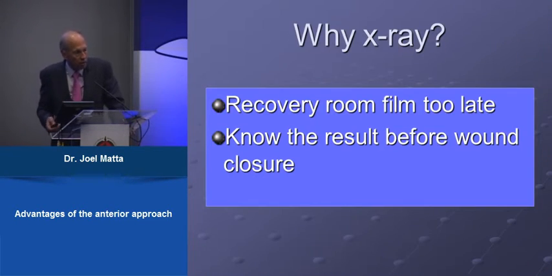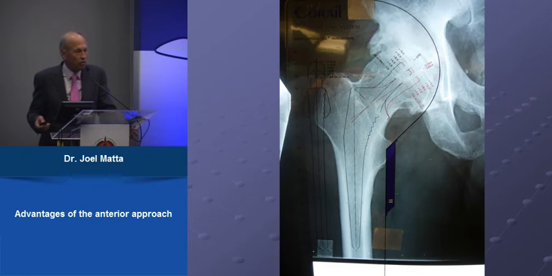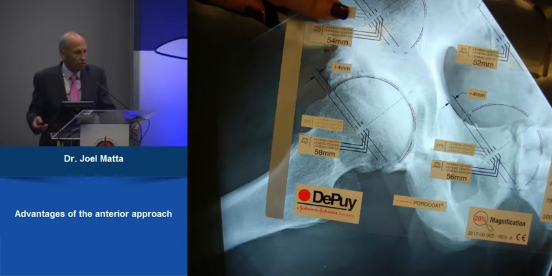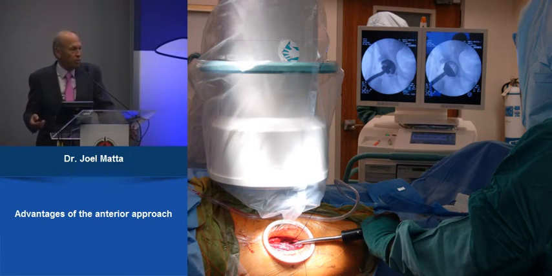Why do I take an x-ray? Because I think the recovery room film's too late. We want to know the result before the wound's closed. So X-ray, I would emphasize, is not necessary for anterior approach. But what's good is that when the patient is supine and you have a radiolucent table, you can use it very effectively. So I do a preoperative templating as with a normal case. And then intraoperatively, we have the advantage of the patient supine.